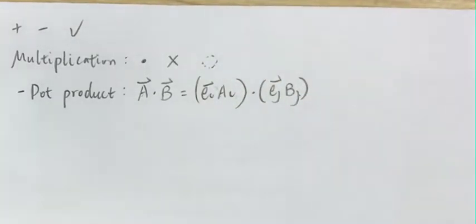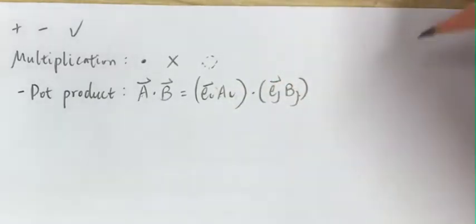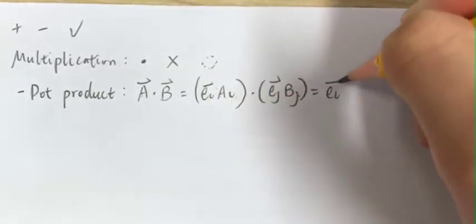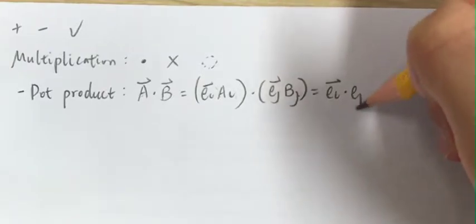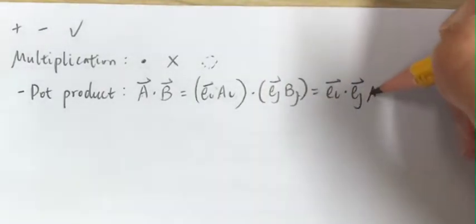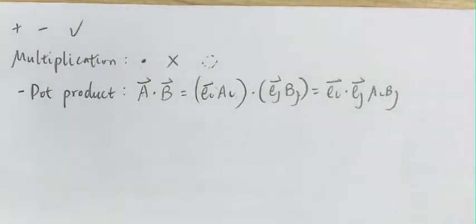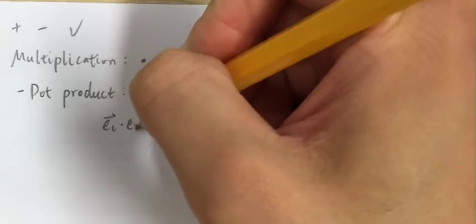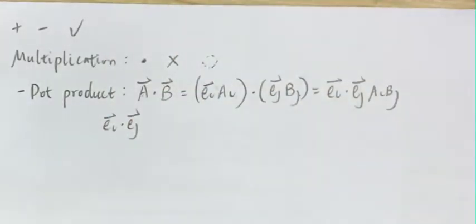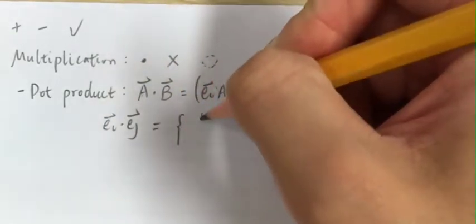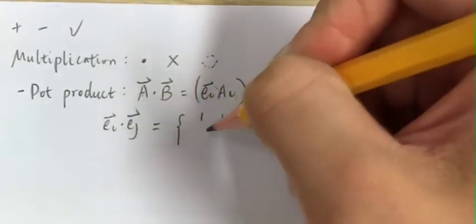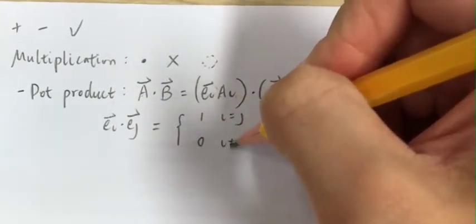Okay. So we know that Ai and Bj are actually constants, so we can pull them out of the brackets, right? So this thing will become Ei directly dotted with Ej, and then times Ai Bj. So what's this thing, Ei times Ej? We know Ei and Ej are two vectors from the unit orthogonal basis, right? So this thing will equal 1 if i is equal to j, but it will equal 0 if i is not equal to j. Do you agree?